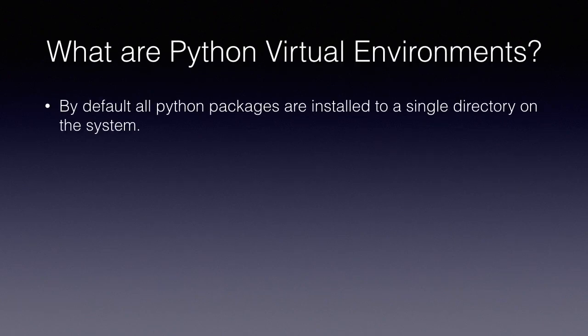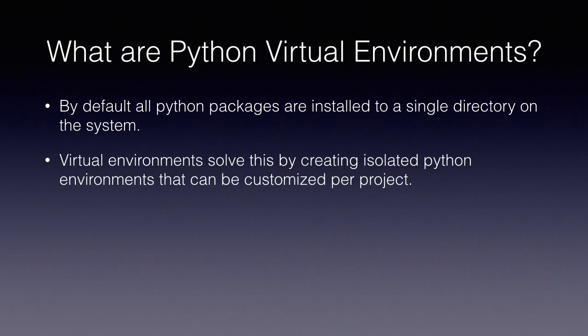By default, all Python packages are installed to a single directory on the system, which can become a problem when you have multiple Python projects that have different and potentially conflicting dependencies. For example, Project A needs version 1 of a particular library, while Project B needs version 2 of that same library. This can be a problem as the Python runtime cannot have both versions of the library installed at the same time. Virtual environments solve this problem by creating isolated Python environments that can be customized per project.